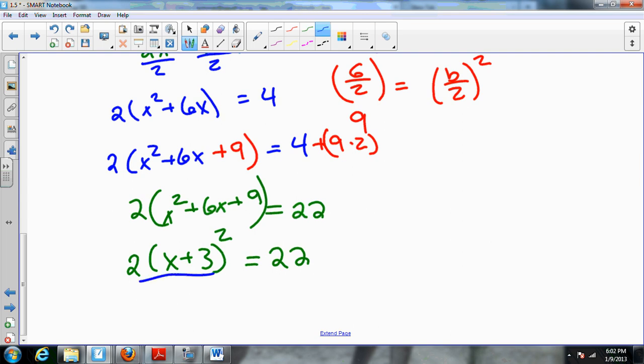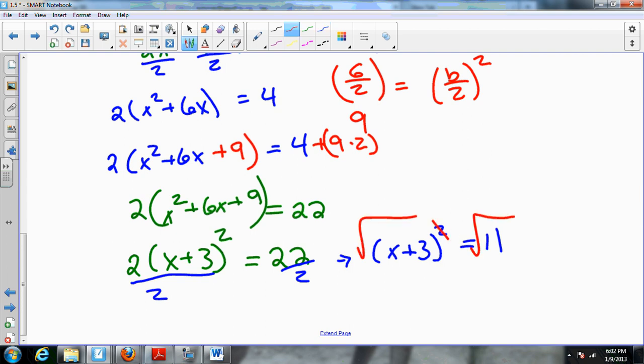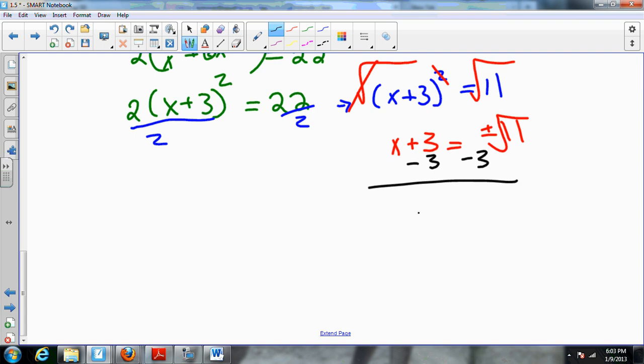Now solve for x just like we did on the previous problem. We go to x plus 3 quantity squared equals 11. Square root both sides. X plus 3 equals plus or minus the square root of 11. Subtract 3. X equals negative 3 plus or minus root 11.